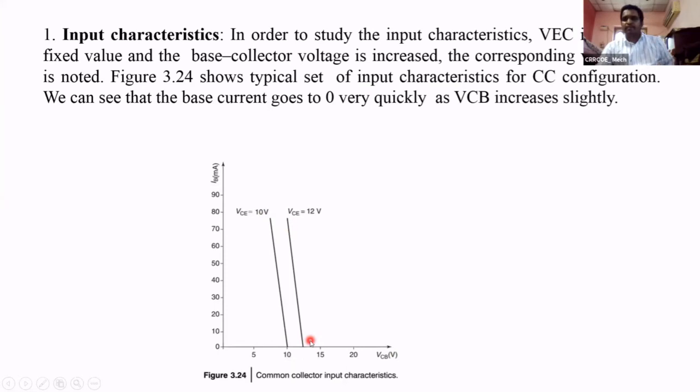That is the effect of the common collector junction. Here the slant is on the positive side, whereas in the previous case it was on the negative side, which means the current is initially high. If you further increase VCB, it decreases to 0. This is the input characteristic curve for the common collector configuration, because we are giving the input between the base and collector.